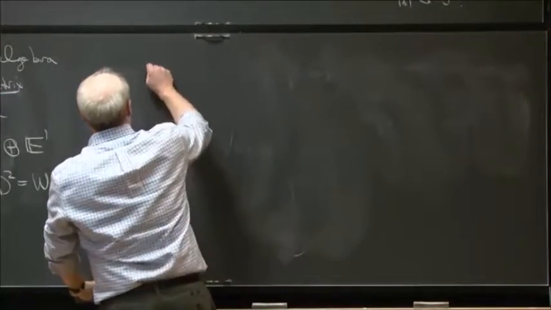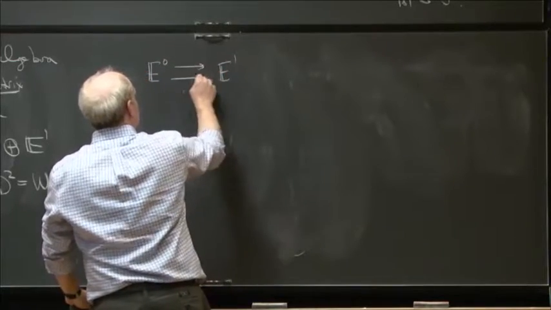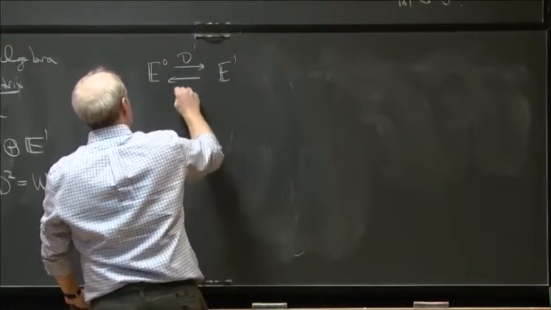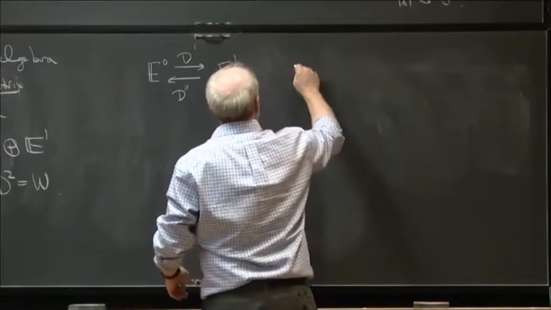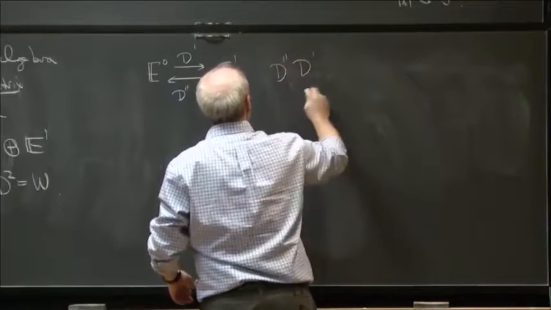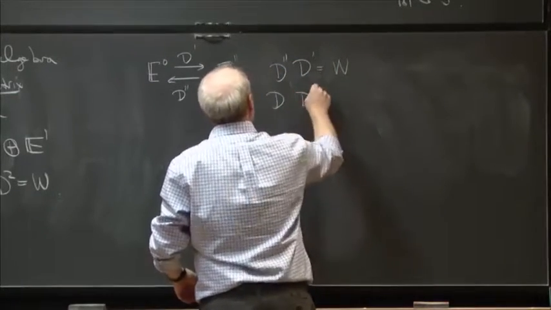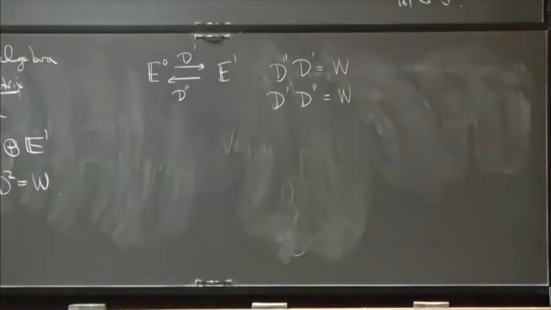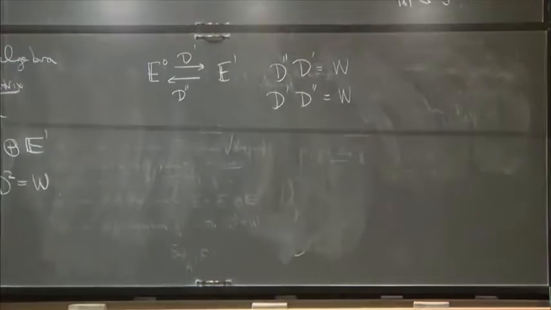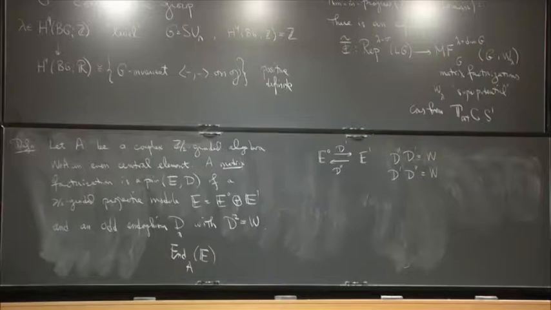So D being odd means that it exchanges the odd and even pieces. So there's a D prime and a D double prime. And factorization means that if I take D prime followed by D double prime, that's multiplication by W. And D double prime followed by D prime is similarly multiplication by W on the two pieces. So it's taking a scalar W and factoring it as the product of matrices. That's the matrix factorization. Okay.